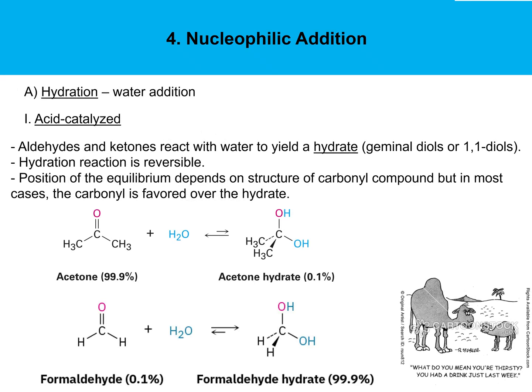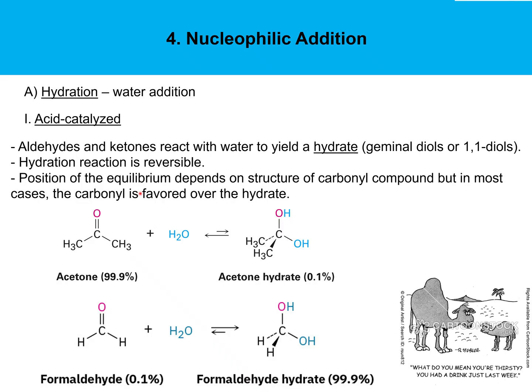Let's look at some examples of nucleophilic addition reactions. The first one we'll look at is hydration. This is where water adds as a nucleophile to a carbonyl. Generally, this reaction is slow when we simply put a carbonyl in water. We can speed up the reaction by adding an acid or a base. So we'll first look at acid catalyzed hydration of ketones and aldehydes.